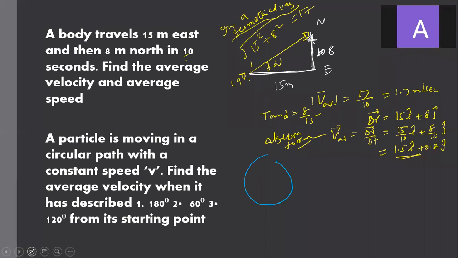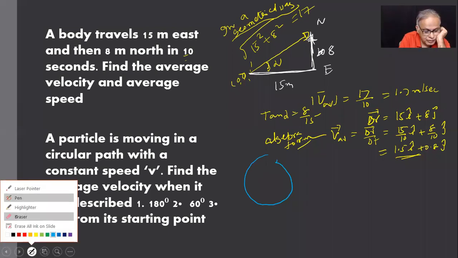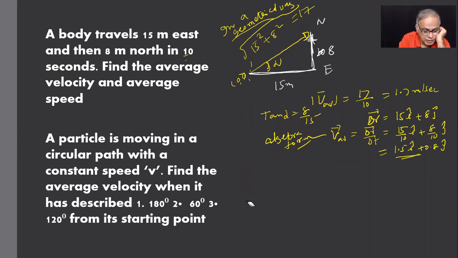So that is the first stage of your problem solving. It's moving in a circular path, right? But with a constant speed, children. What do you mean by that? It's already given. Constant speed is v.